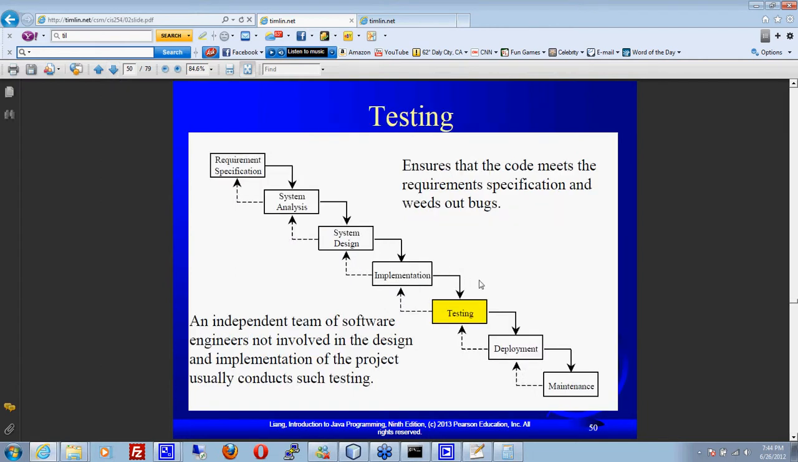Testing. Usually an independent team of software engineers not involved in the design and implementation of the project conducts the testing. You can do it that way, but the better way to do it is to have a professional tester, a QA tester. It's really the better way to do it. When I worked down at Apple, that's the way we did it. And the software we wrote was very, very good.